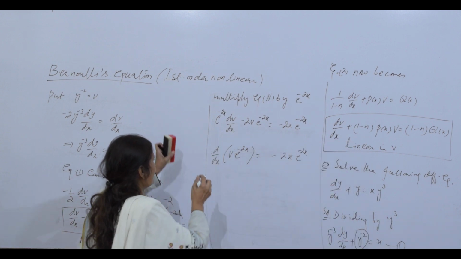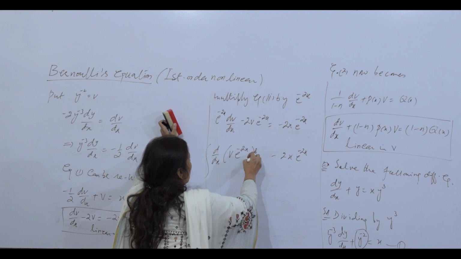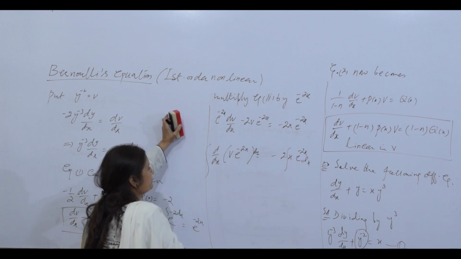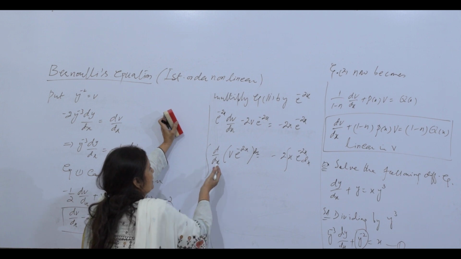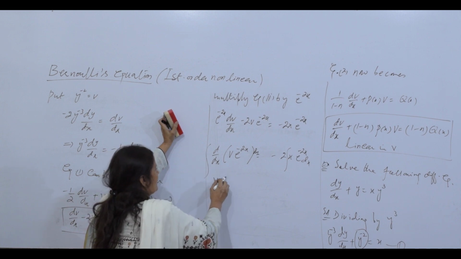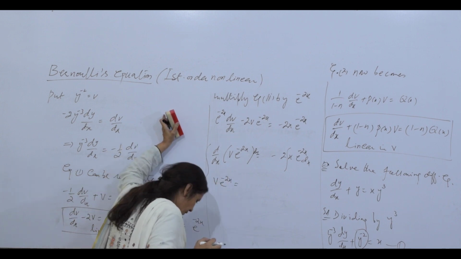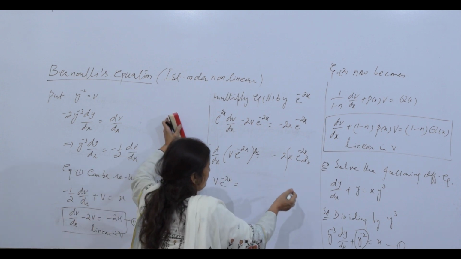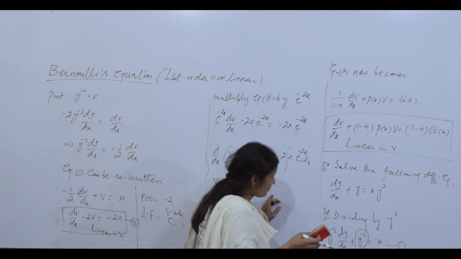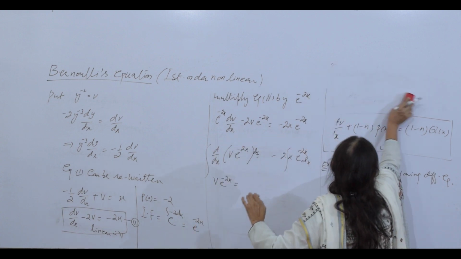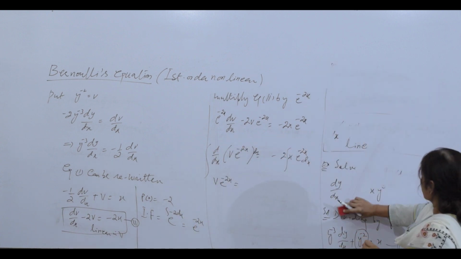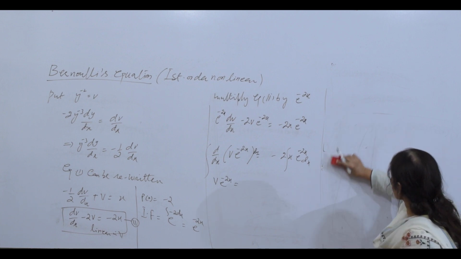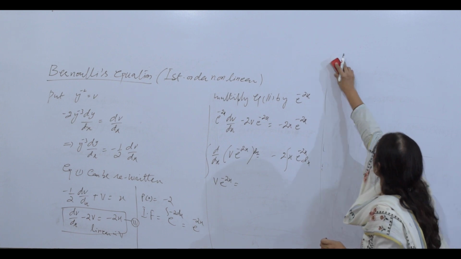Integrating both sides with respect to x, the derivative and integral cancel. So v e minus 2x is equal to. You integrate this by parts or by tabular integration, if you have understood the tabular integration.